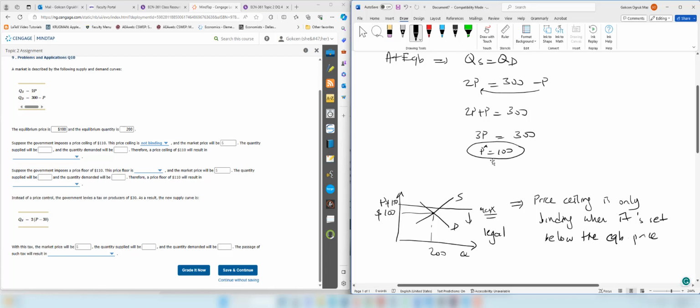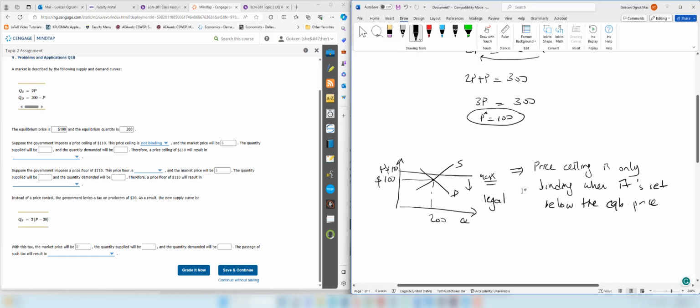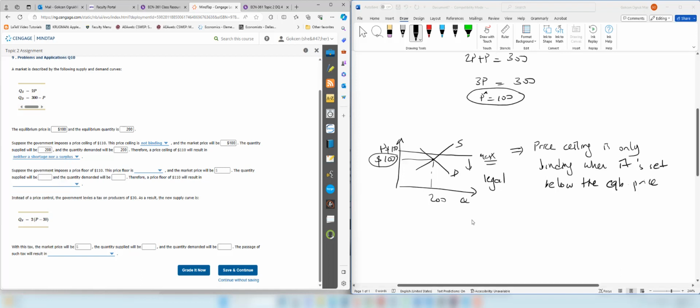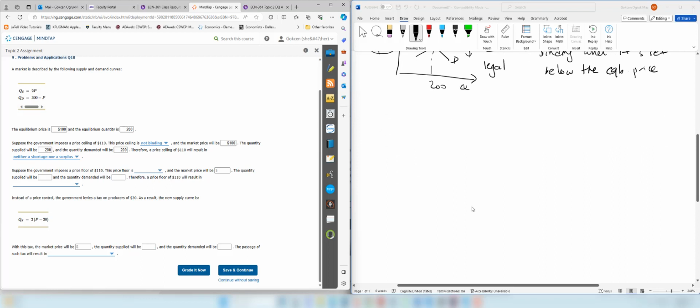And now let's find out what is the market price. The market price, since it doesn't change and 100 is still a price that customers can buy the product and sellers can sell, the equilibrium price is going to be still 100. And the equilibrium quantity supplied will be 200, quantity demanded will be 200, and for that reason there will be neither a shortage nor a surplus. Let's see the second part.